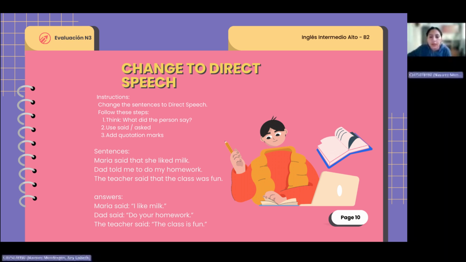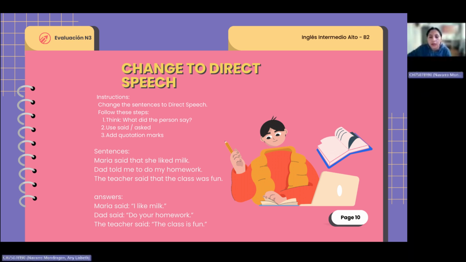Sentences: Maria said that she liked the milk. Dad told me to do my homework. The teacher said that the class was fun. Answers: Maria said, "I like milk." Dad said, "Do your homework." The teacher said, "The class is fun." Maria said, "I like milk."